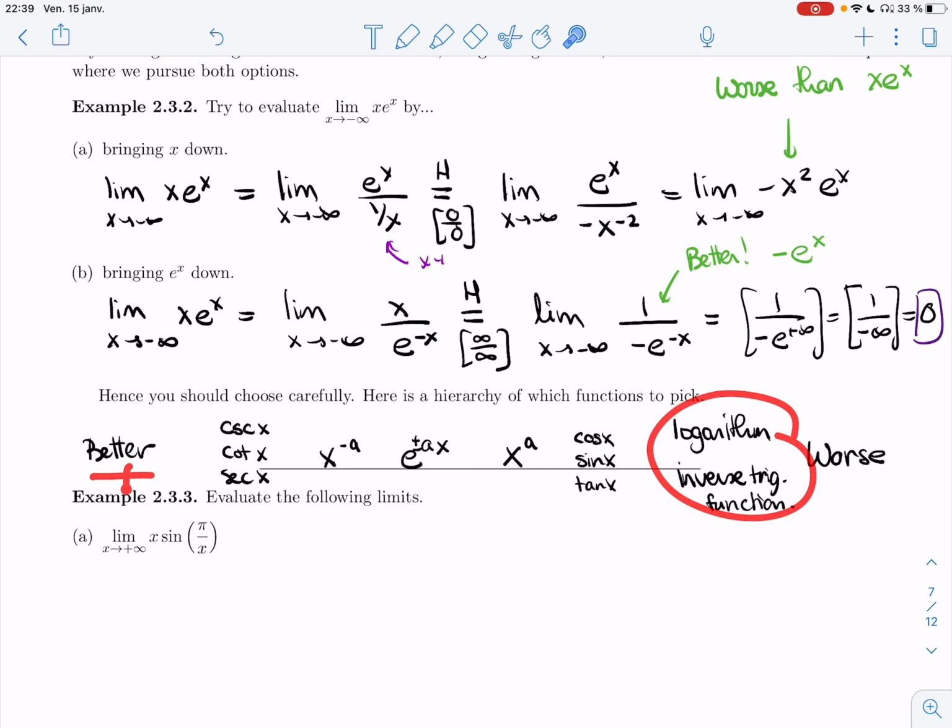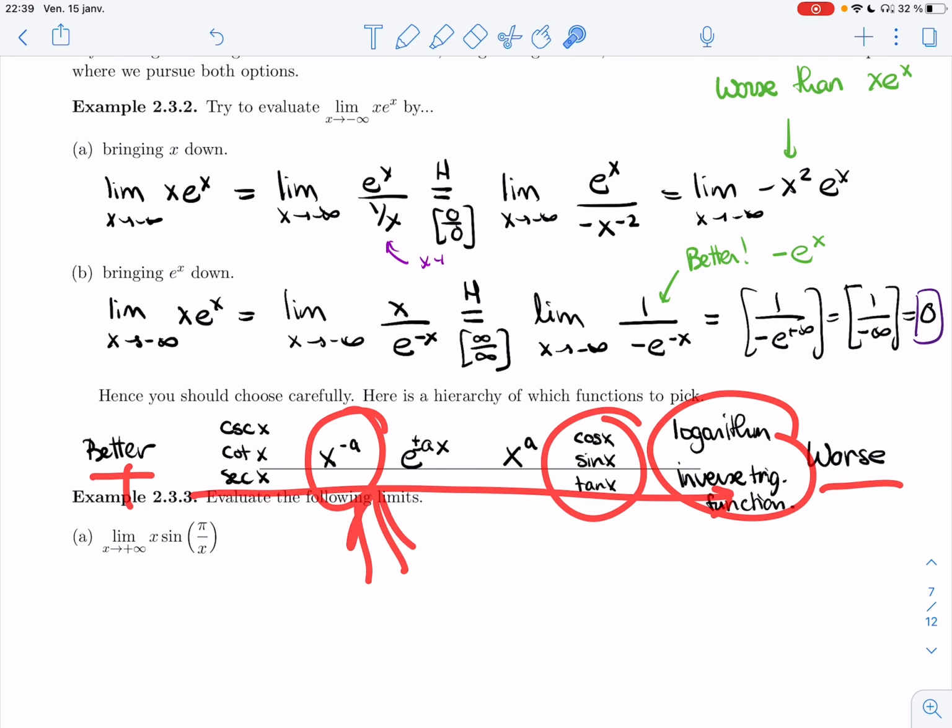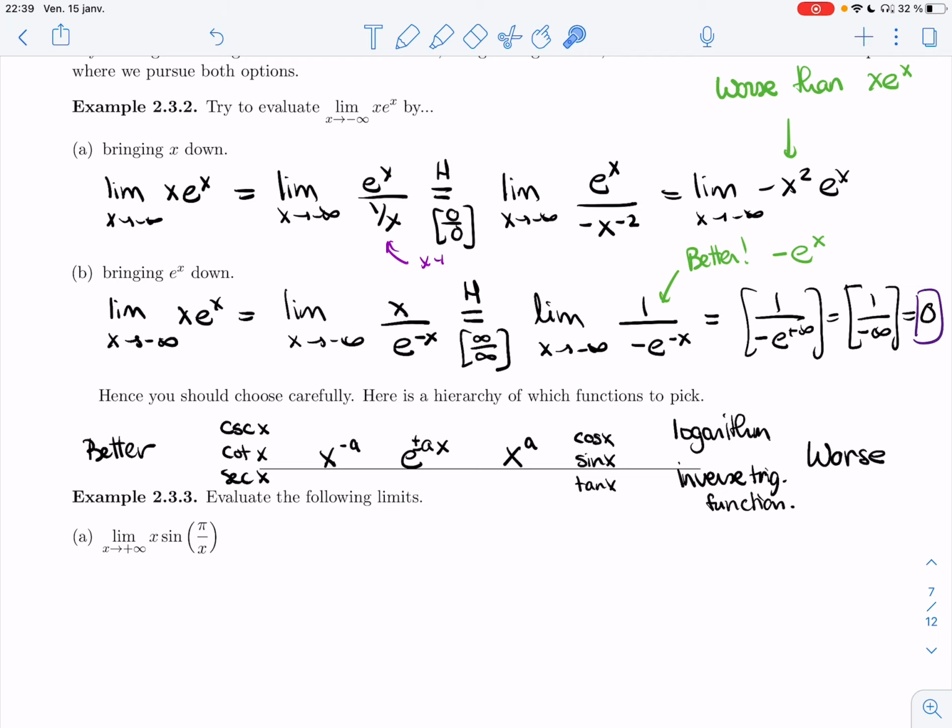So better on this side, worse on this side. So go through the list. If you have something here and something here, that's the one you bring down. All right, so we'll apply this in the next video to evaluate a few limits.